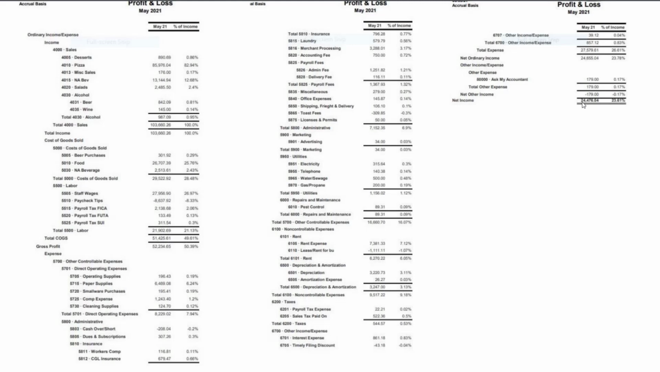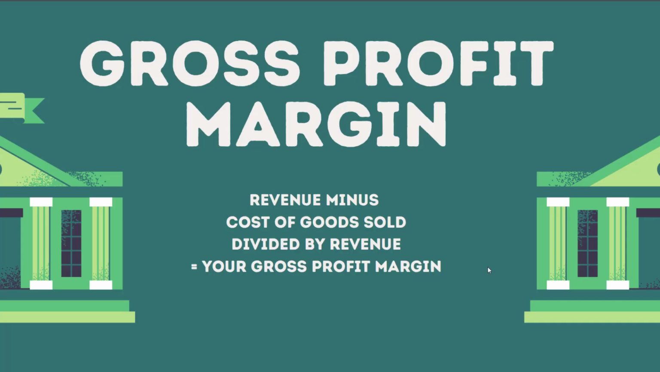It looks like this business had a net profit of $24,476, which equals a net profit ratio of 23.61%. So that means that out of every dollar of sales or revenue that they get, they're able to put 23.61% of it to their bottom line. Pretty good.